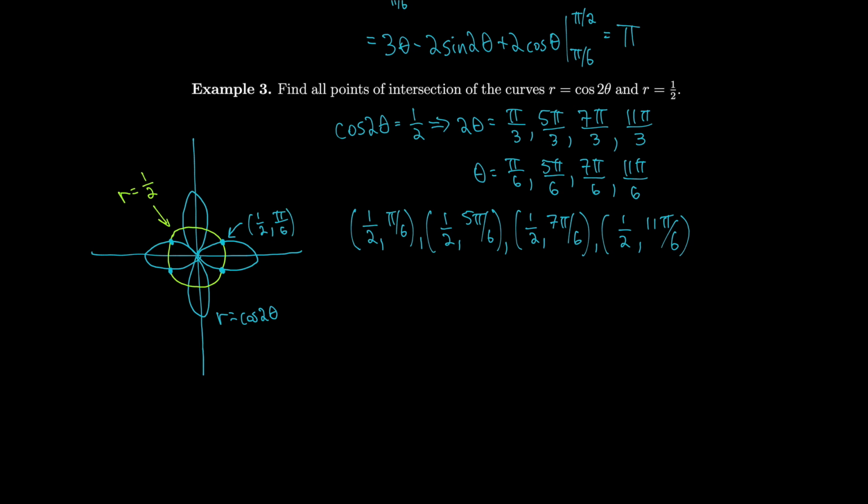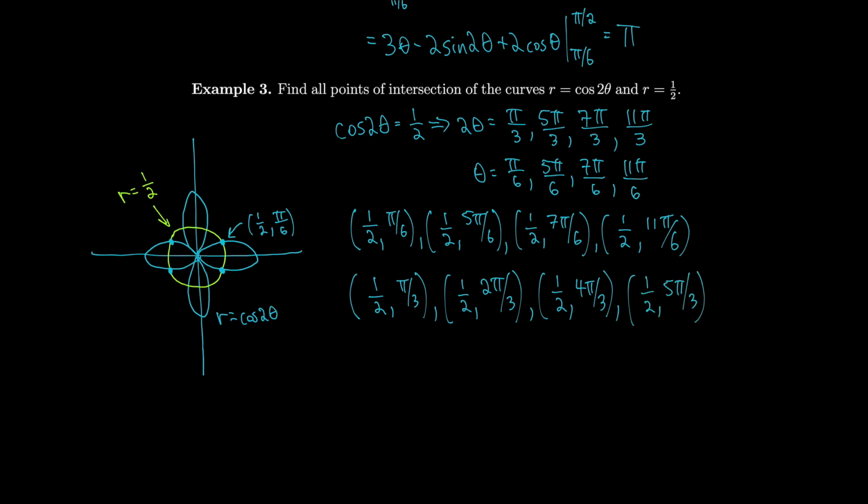Remember when we drew our 4-leaved roses? Half the time when we were drawing our 4-leaved roses, we had to reflect because we would end up with negative r values. So we have to accommodate for those when looking at points of intersection. So the other 4 intersection points are half pi over 3, half 2 pi over 3, half 4 pi over 3, and half 5 pi over 3. And you can find them either by setting cosine 2 theta equal to minus a half, or by just looking for symmetry the way we did.